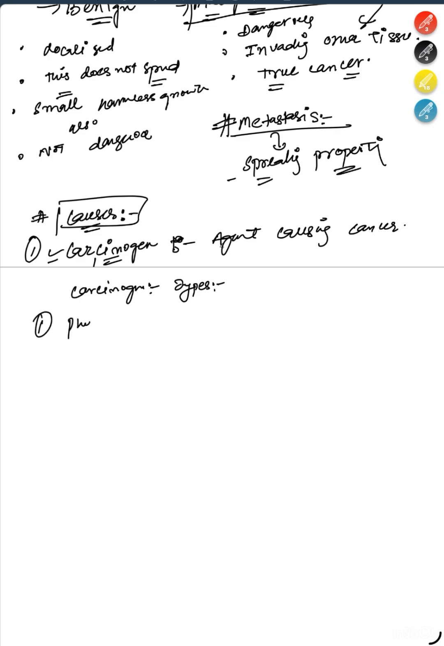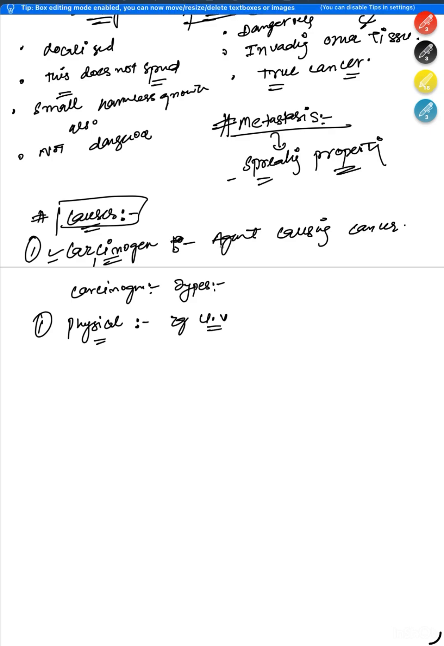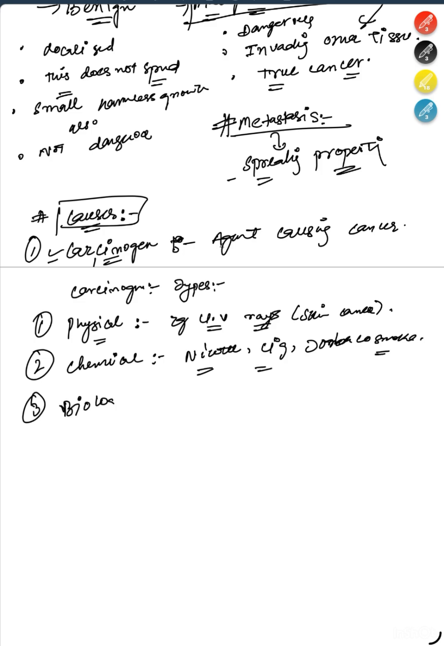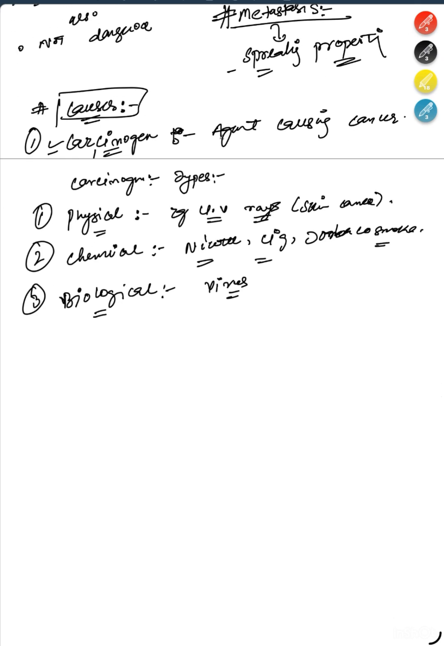First, there is the physical carcinogen. An example we can take is UV rays. If a person or any cell is exposed to UV radiation for a longer period of time, cancer may invade that cell, meaning skin cancer is observed. Another class is the chemical carcinogens, and a big example is nicotine, present in cigarettes or tobacco smoke. These are chemical cancer-causing agents. Another type is viruses, or biological carcinogens. Some viruses may induce cancer in a cell, and we call these biological carcinogens.